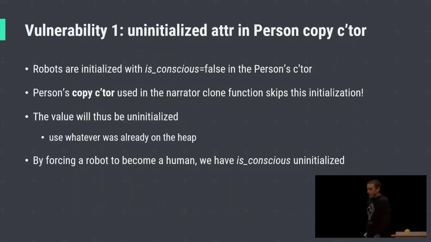So vulnerability number one, we have an uninitialized attribute in the person instance. Each person has a member, is conscious, that tells you if the person is conscious or isn't. The person constructor keeps in mind to initialize that value to false, but the person copy constructor forgets it. So if you can trigger the person copy constructor, and of course you can, we have an uninitialized value which takes whatever was on the heap before, which is cool.